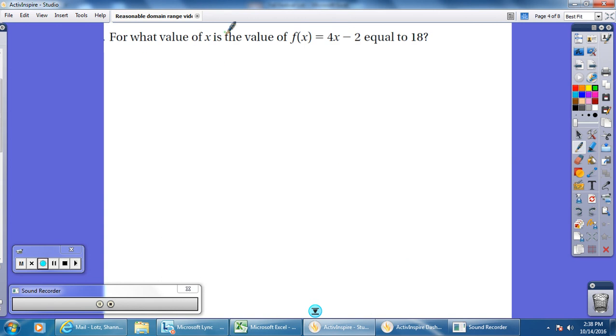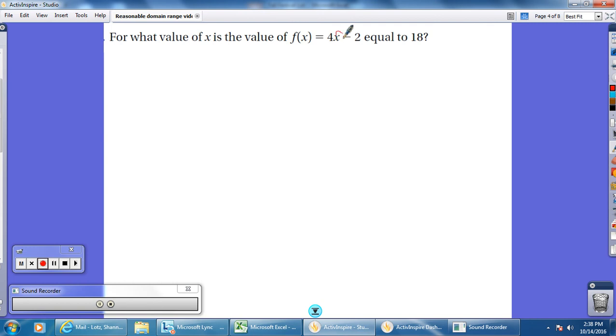All right, for what value of x is the value f of x, 4x minus 2, equal to 18? Now, this one is just reworded a little bit. It's telling you what value of x. So I know I'm going to have to find x. What value of x is equal to 18? So I'm going to put 18 equals 4x minus 2, and I'm just going to solve for x.